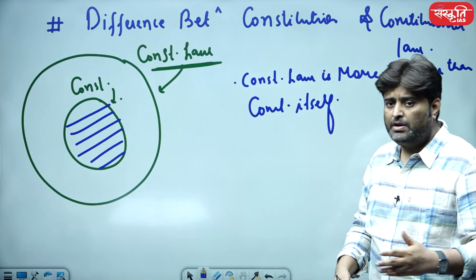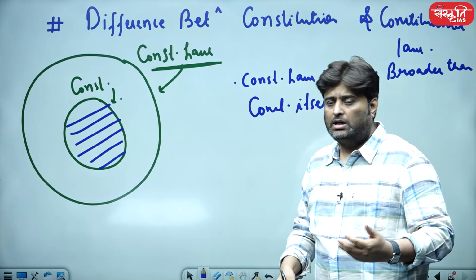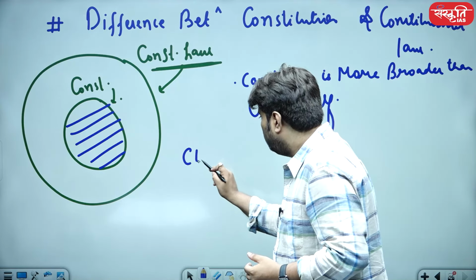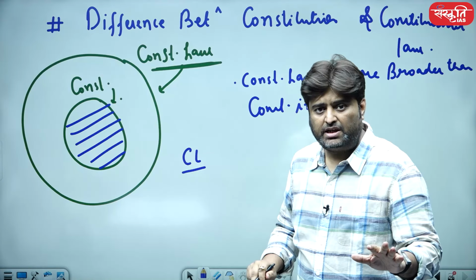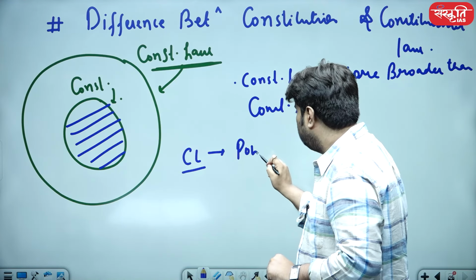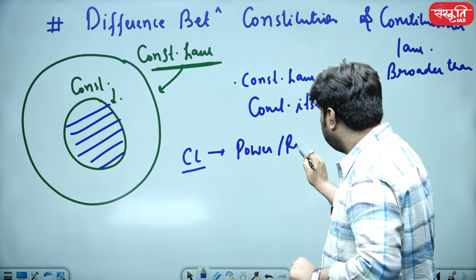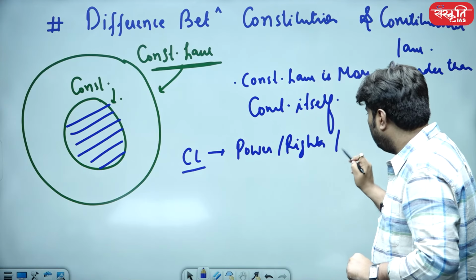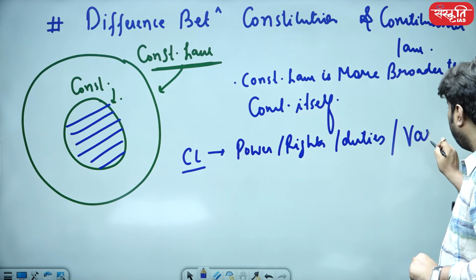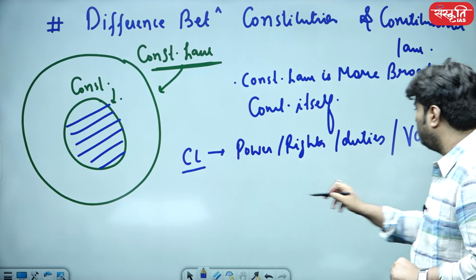Can I give you an example? I'll definitely give you some more examples related to it. Constitutional law, I'm writing in short form, I hope it makes sense to you. Constitutional law is related to power, rights, duties, various doctrines, very important, various doctrines.